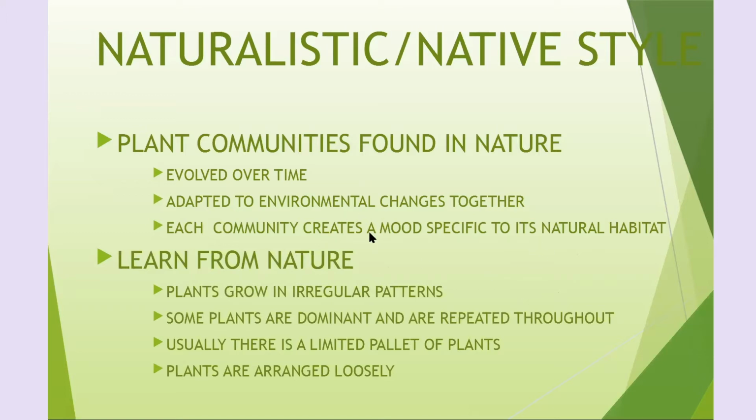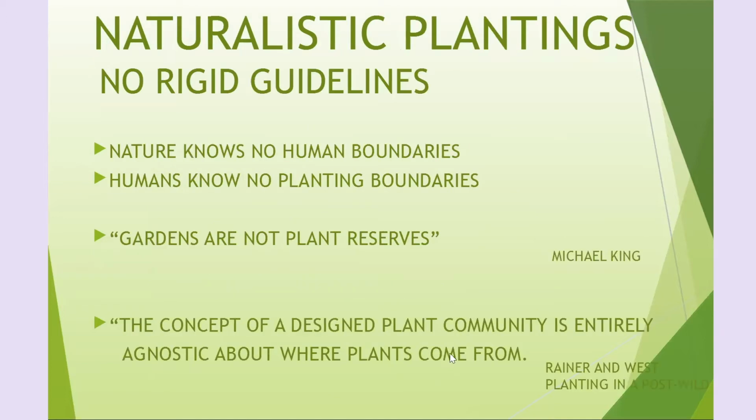So the ideas that you're going to be using is that naturalistic or prairie plant style gardens have plants that grow in irregular patterns, and you're going to set them like that. Some plants are dominant and therefore are repeated throughout because they're stronger and they can set house, as it were, in different areas. Usually there is a limited palette of plants. And the reason for that is because some of them are dominant, then they get rid of the weak ones. And then plants are arranged loosely, just like you see them in the nature areas.